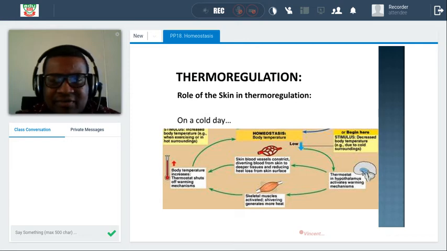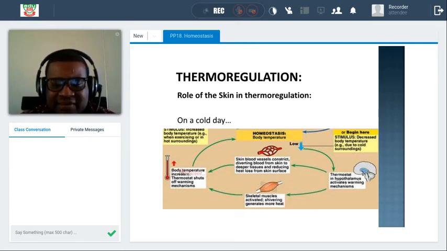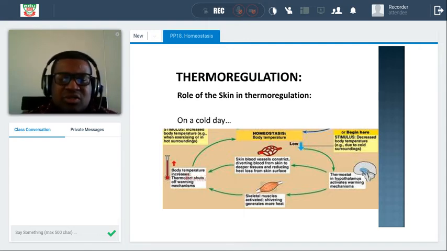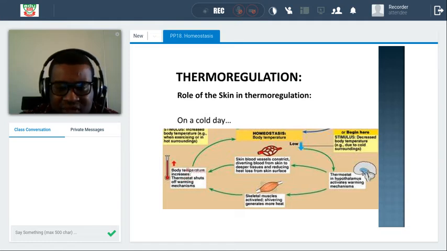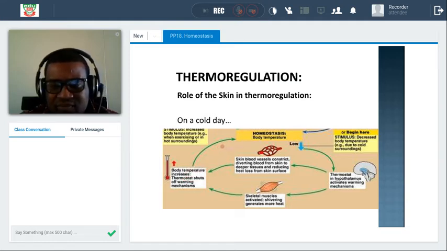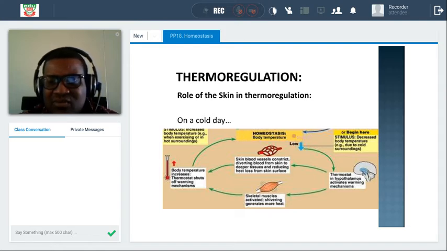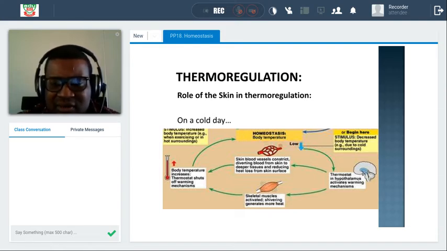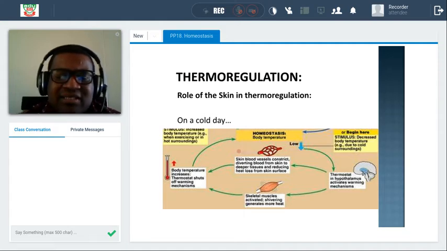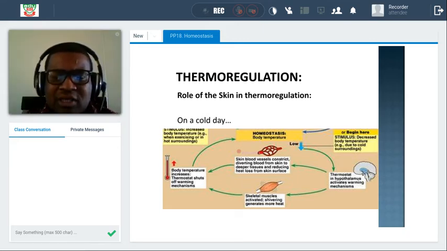So we look at the role of the skin. When the body temperature increases, so the thermostat shot, then homeostasis has to take place. What will happen? Increase in the body temperature, you have to lower the body temperature. So how does it lower the body temperature?